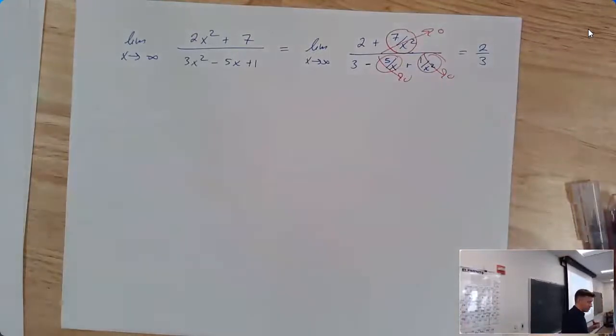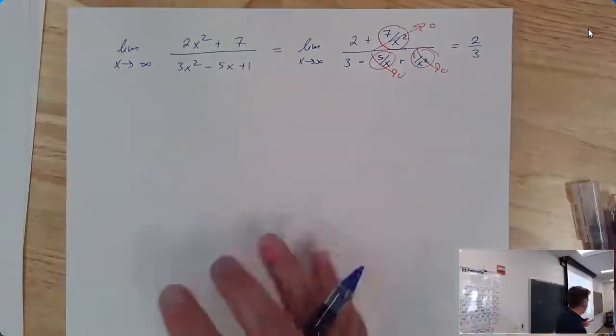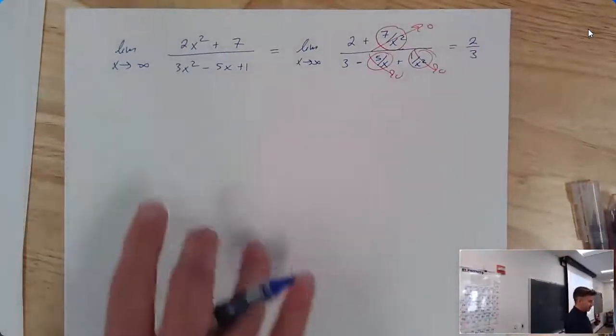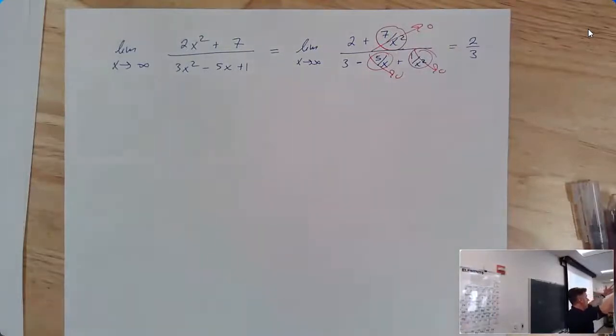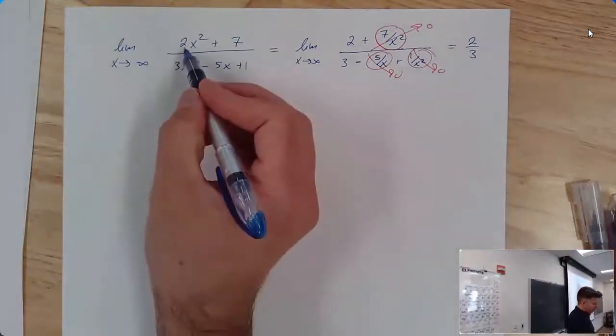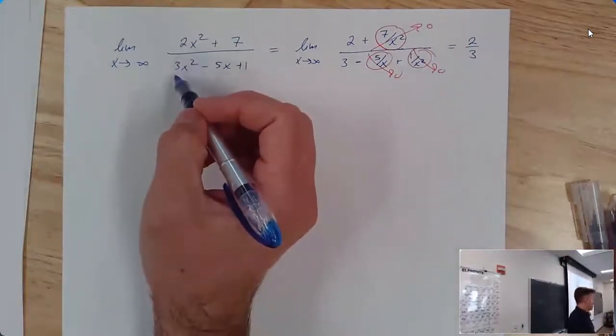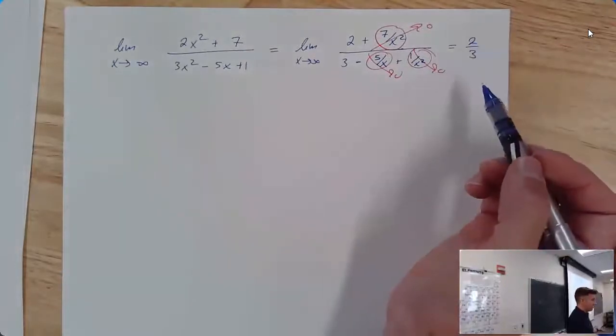So the shortcut that some people are referring to is that if you have a limit like this and the degree of the polynomial on top and the degree of the polynomial on the bottom are the same, they both have the same highest power of x, then the limit is the fraction of the leading coefficients. The leading coefficient on top was 2, the leading coefficient on the bottom was 3, and the limit ended up being 2 divided by 3.